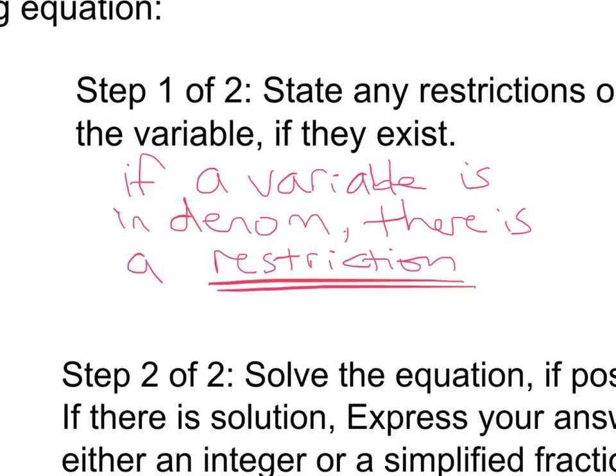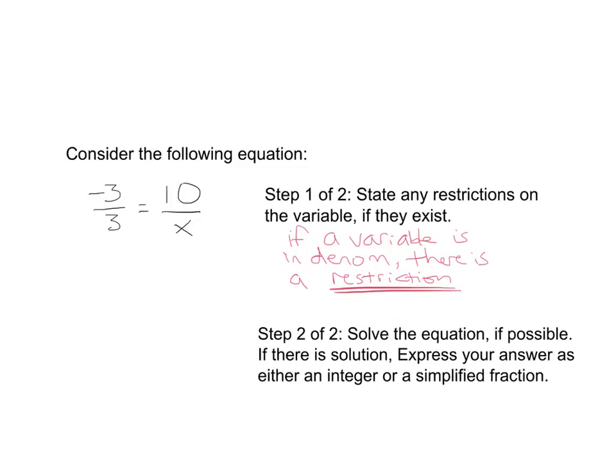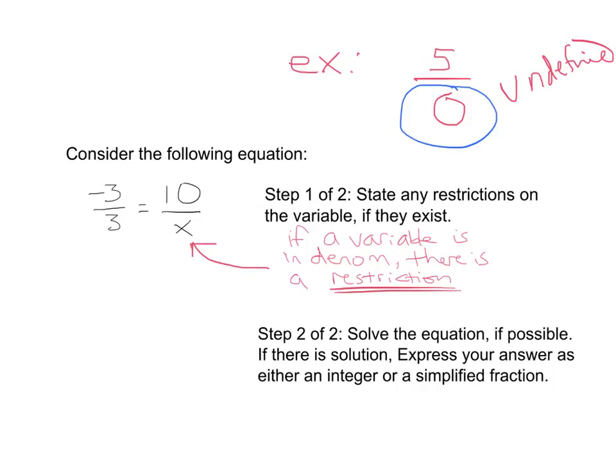And on the flip side, if there's no variable in the denominator, there's no restriction. In this case, if you look here, we do have a variable in the denominator, so there will be a restriction. So we want to make sure that none of these denominators are 0. If we've got a denominator of 0, then we've got an undefined fraction. For example, 5 over 0 is undefined. And we're hoping to avoid a situation where we've got a 0 on the bottom.